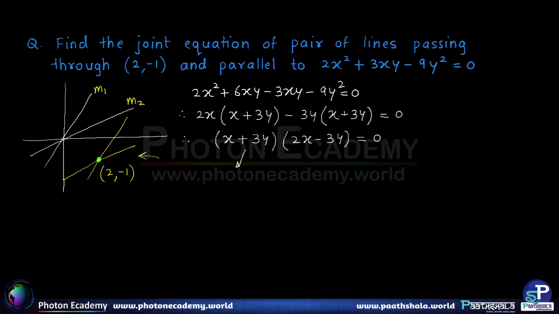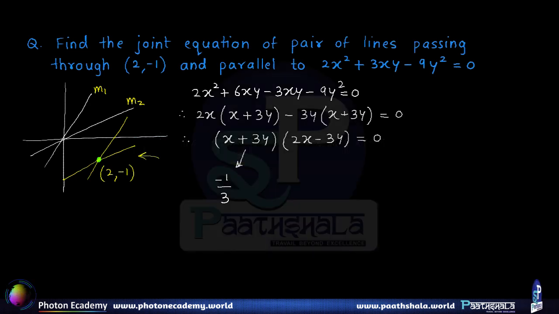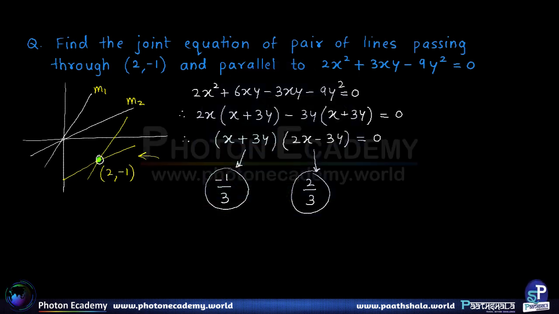So clearly the slope of the first line is minus 1 by 3 and the slope of the other line is plus 2 by 3. So now we have got the two slopes and now we know the point also. So using the slope point form, we can get the equations of the two lines and then multiply them to get the joint equation. Okay.